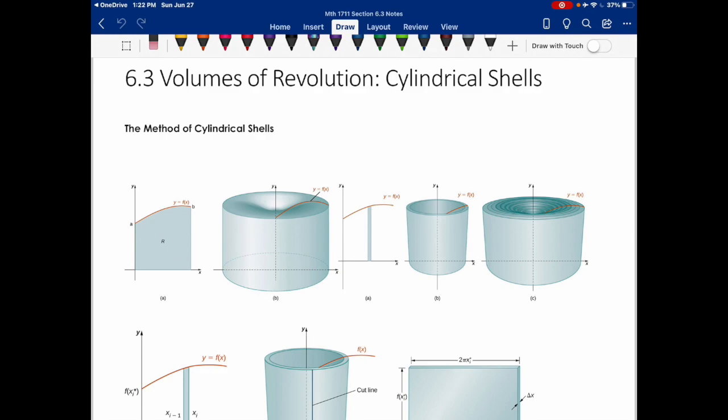Now, we can use this method on the same kinds of solids as we did the disk method and the washer method. The difference is that with the disk and the washer method, when we integrate with respect to x, we rotate it around the x-axis. And when we integrate with respect to y, it's because we're rotating it around the y-axis. With cylindrical shells, we're going to integrate with respect to x when we rotate around the y-axis. And when we integrate with respect to y, we're going to rotate around the x-axis.